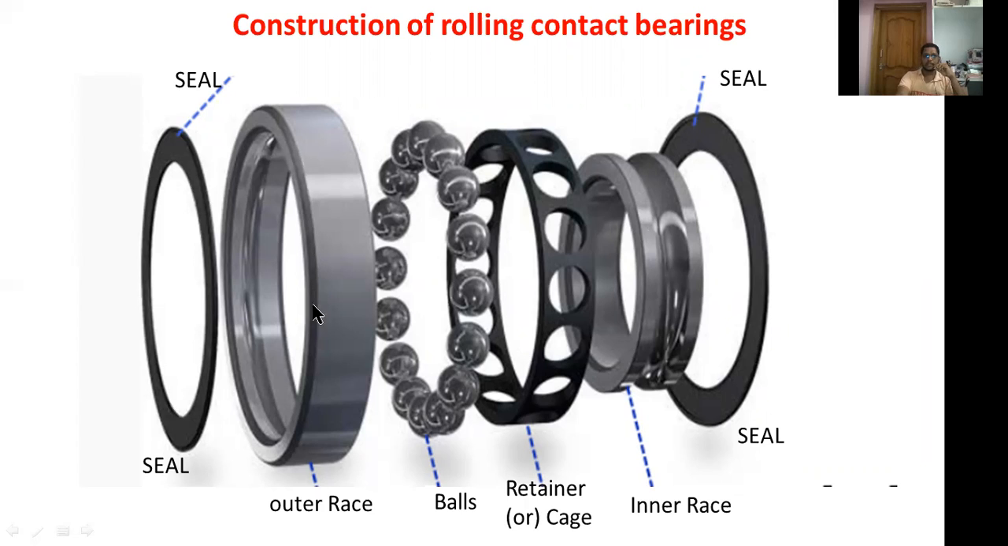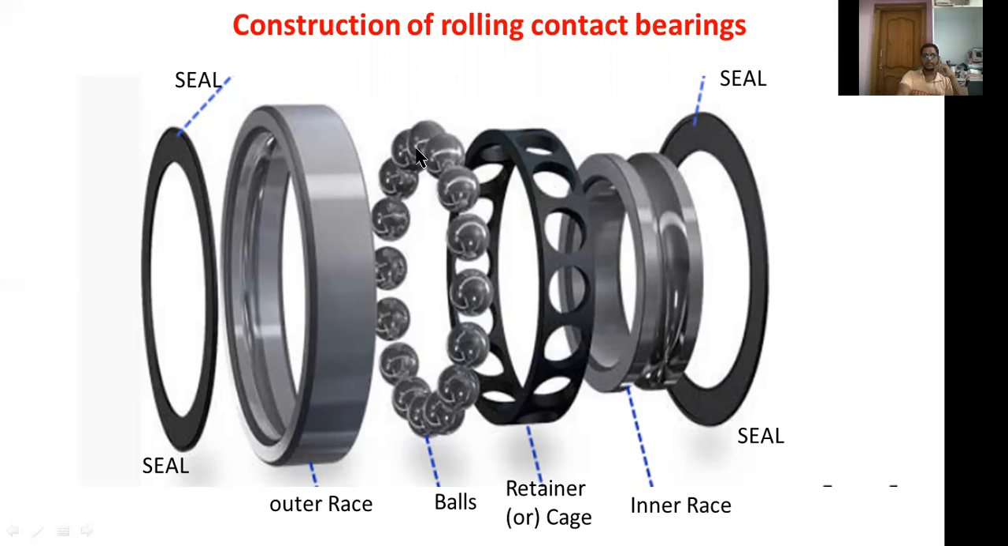This one is the outer race. It is a fixed element, it is not moving. The outer race has an inner groove, as you can observe here, to support these balls. To support the moving elements, we are making grooves. This is the outer race.